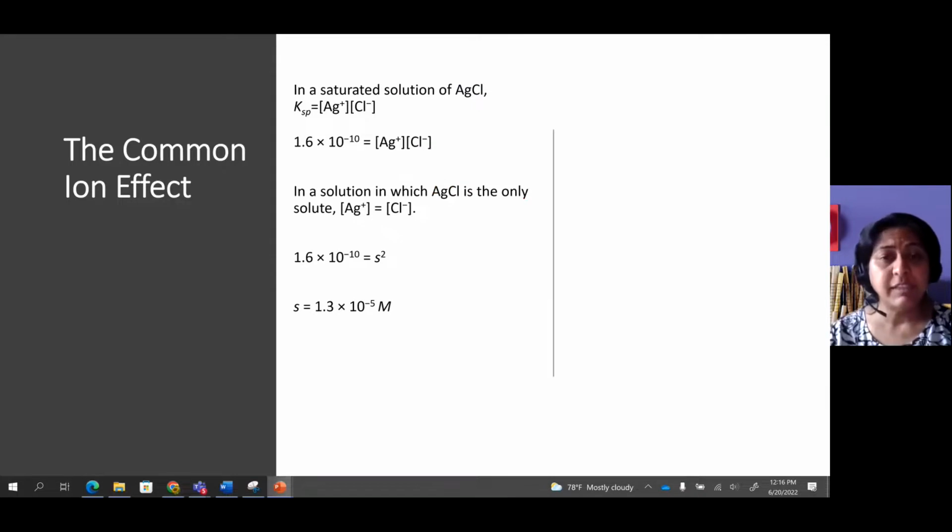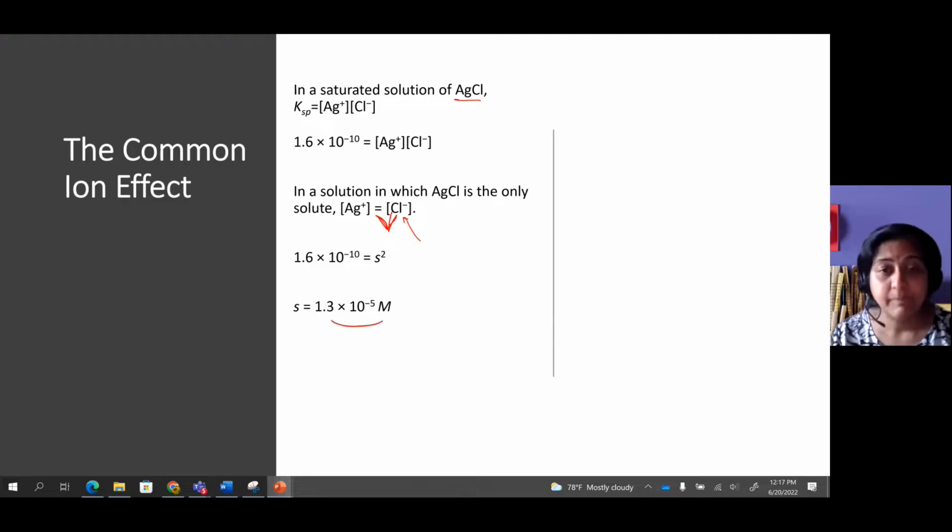Next, we will talk about the common ion effect. As an example, look at this solution. In a saturated solution of silver chloride, the Ksp is given. Here, the equilibrium concentration of the silver ion exactly equals the concentration of the chloride ion because the stoichiometry is equal. So we get equal molar solubility.